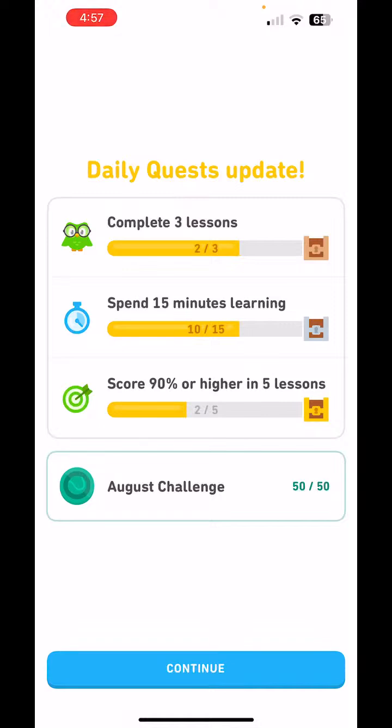Hi, Intimate of Eleusis. Duolingo does do math. They implemented this year, I think around February, March is when they implemented this.